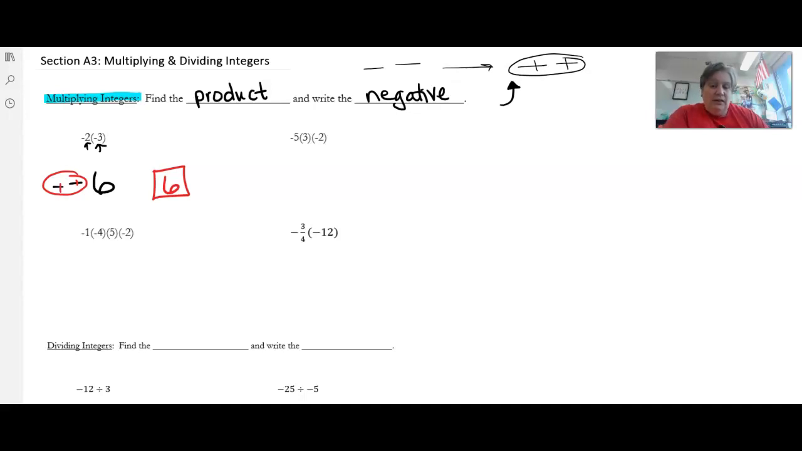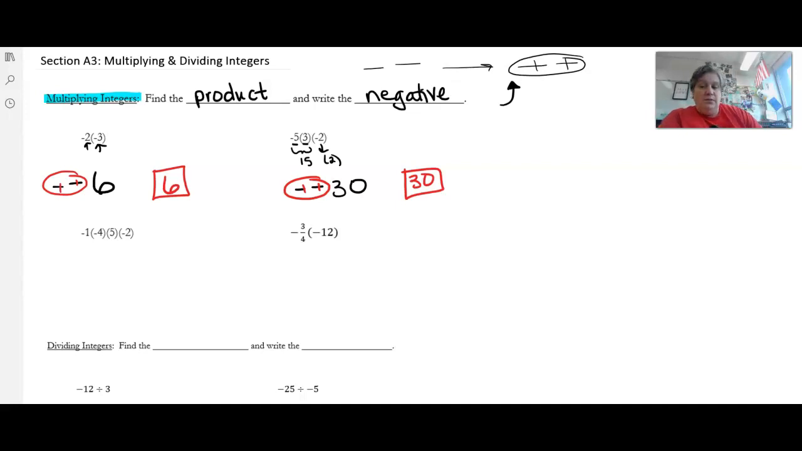Okay, same thing here. Just take care of the numbers. 5 times 3 is 15. And then now I need to times by 2. 15 times 2 is 30. Now I look at how many negatives I have. I have 1 with the 5 and 1 with the negative 2. So that means I have 2 negatives. Well, same rule, 2 negatives are touching, so I can make them positive. So my answer is positive 30.